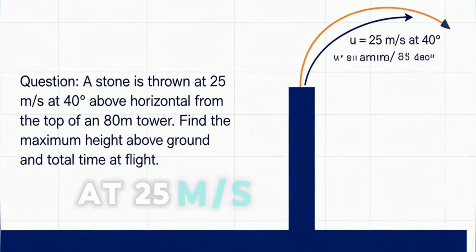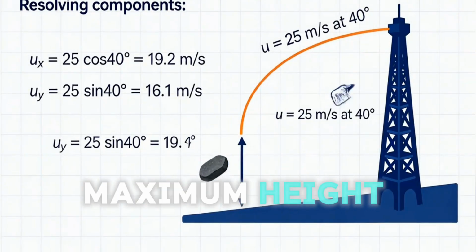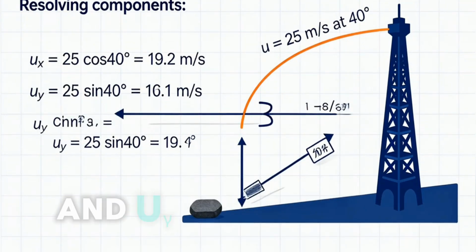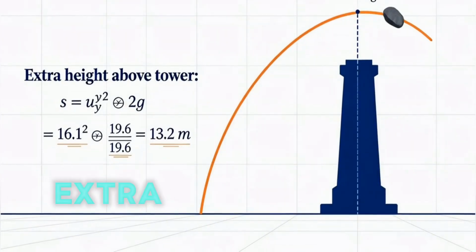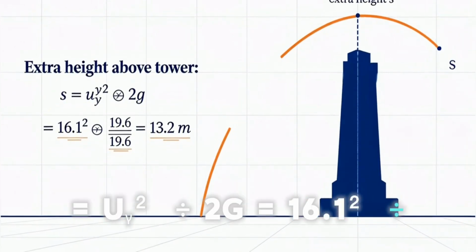Question. A stone is thrown at 25 m/s at 40 degrees above horizontal from the top of an 80-meter tower. Find the maximum height above ground and total time of flight. Resolving components. ux = 25 cos 40 degrees = 19.2 m/s, and uy = 25 sin 40 degrees = 16.1 m/s.